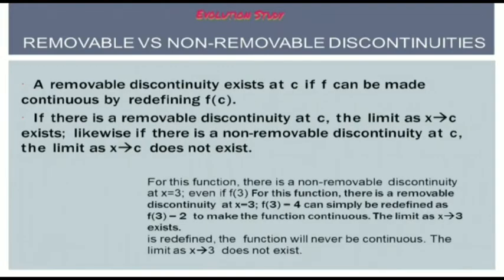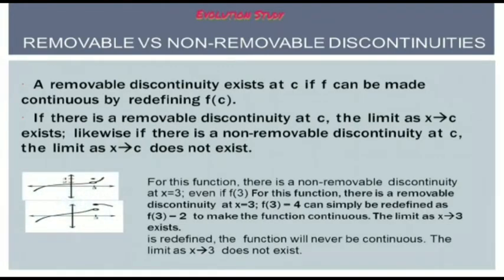A removable discontinuity exists at c if f can be made continuous by redefining f(c). If there is a removable discontinuity at c, the limit as x tends to c exists. Likewise, if there is a non-removable discontinuity at c, the limit as x tends to c does not exist. For this function, there is a non-removable discontinuity at x equals 3, even if f(3) is defined. For this function, there is a removable discontinuity at x equals 3. Now, f(3) equal to 4 can simply be redefined as f(3) equal to 2 to make the function continuous. The limit as x tends to 3 exists and is redefined.